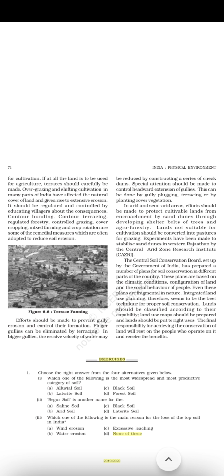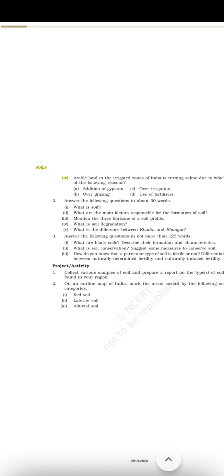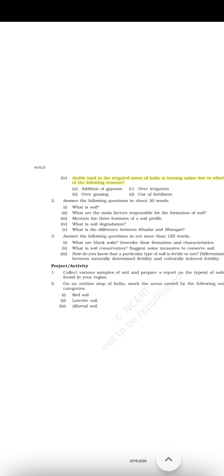(iv) Arable land in the irrigated zones of India is turning saline due to which of the following reasons? A. Addition of gypsum. B. Overgrazing. C. Over-irrigation. D. Use of fertilizers. 2. Answer the following questions in about 30 words.